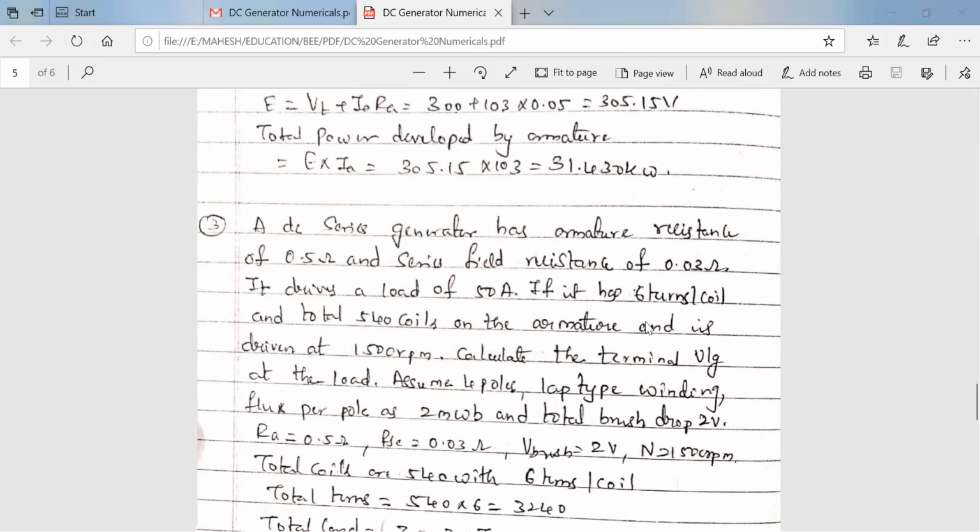If it has 6 turns per coil and the total coils is 550 on the armature, and it is driven at a speed of 1500 rpm. Calculate the terminal voltage, that is Vt, at the load, and assume number of poles 4 and it is lap connected, and the flux per pole is 2 milliwebers and total brush drop is 2 volts.